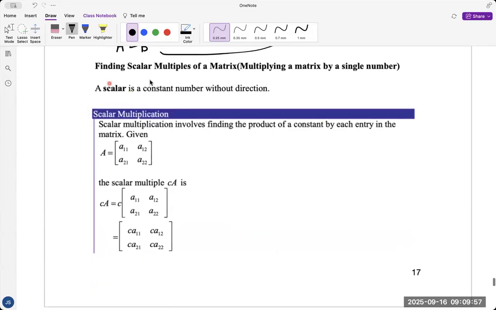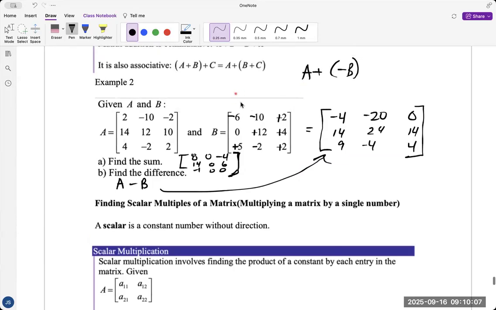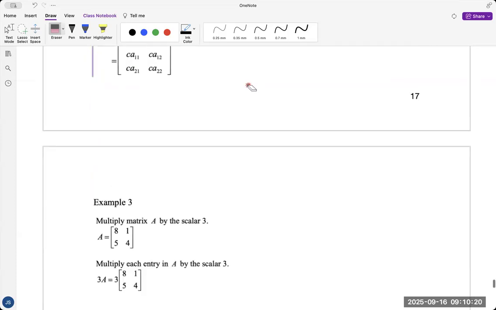Okay, finding scalar multiples of a matrix, AKA, you're going to multiply a single matrix by a single number. And actually, I just did that. You just saw an example of me multiplying an entire matrix by -1. So we're just going to do that with a different number. This is the easiest type of multiplication that you could do.